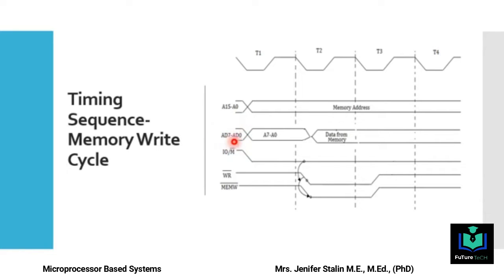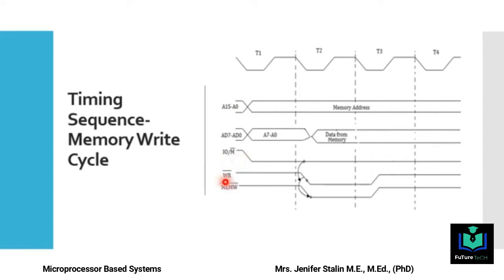So what does the write signal do? The write signal is used to write the data to the memory. It is not data from the memory; it is used to write the data to the memory. For this also there is the IO/M bar signal, which is common like that of the read signal. IO/M bar means the microprocessor is doing the operation with the memory device, which is common as that of the read signal.